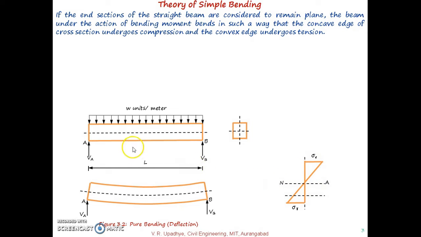In the case of another beam, which we have discussed in SFD and BMD, that is the cantilever beam, it will be opposite to this case. It will be subjected to tension at the top and compression at the bottom.